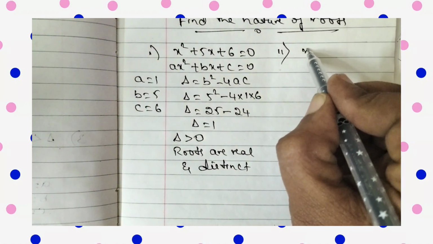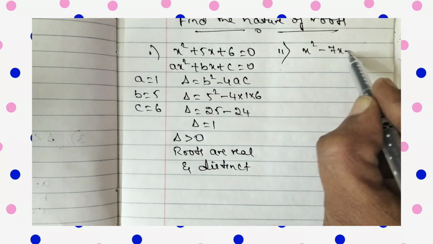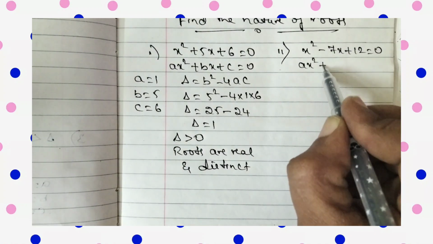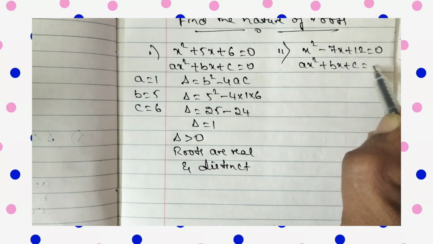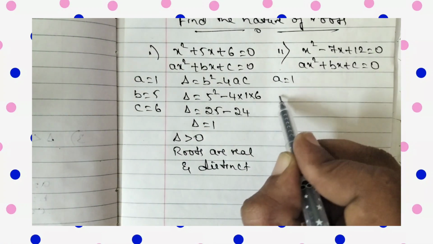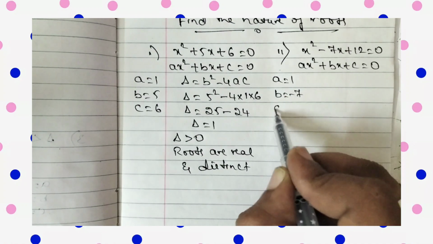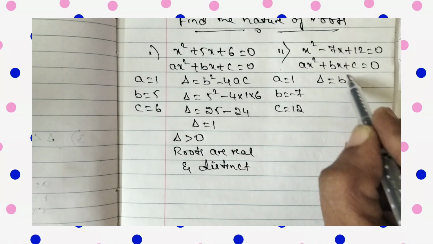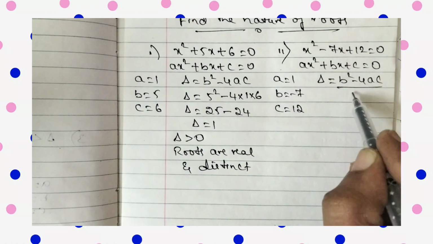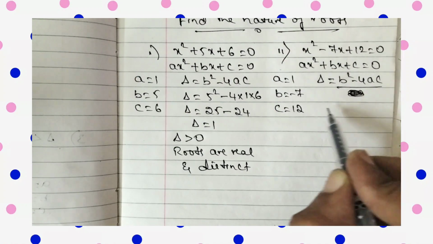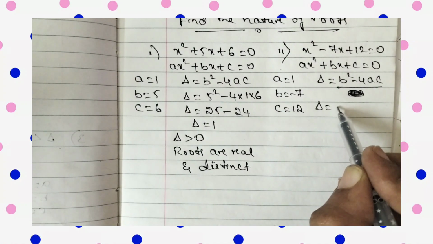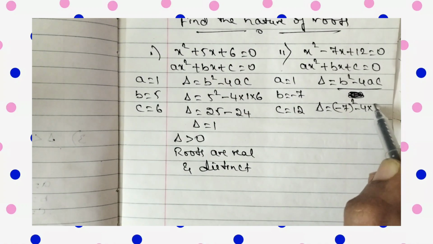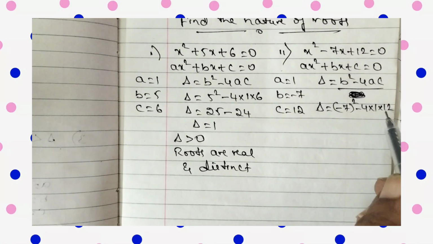In the second question, the equation is x square minus 7x plus 12 is equal to 0. Compared to the standard form, ax square plus bx plus c is equal to 0, a is equal to 1, b is equal to minus 7 and c is equal to 12. So the discriminant of the quadratic equation, delta, is equal to b square minus 4ac. So delta is equal to b square, which is minus 7 whole square, minus 4 into a which is 1, and c is 12.